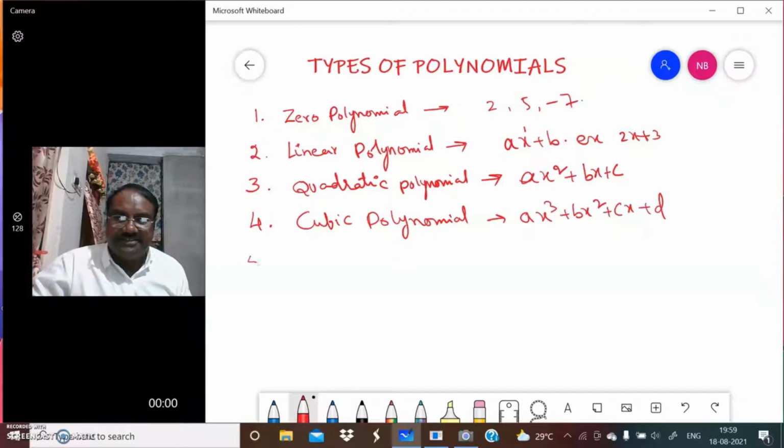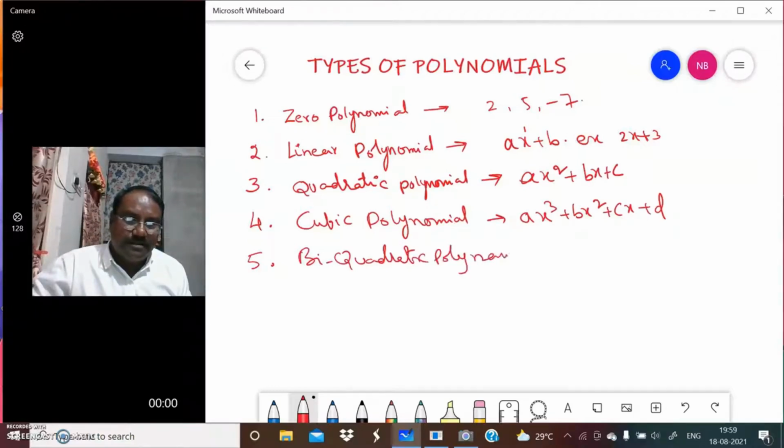And next, fifth one is a biquadratic polynomial. Here biquadratic polynomial means degree should be 4. The general form of this biquadratic polynomial is ax power 4 plus bx cube plus cx square plus dx plus e.